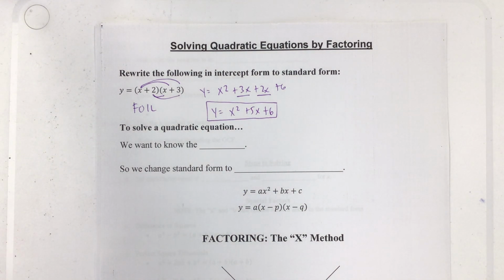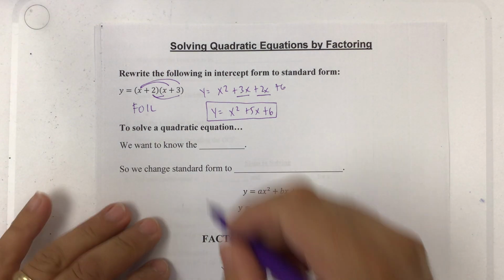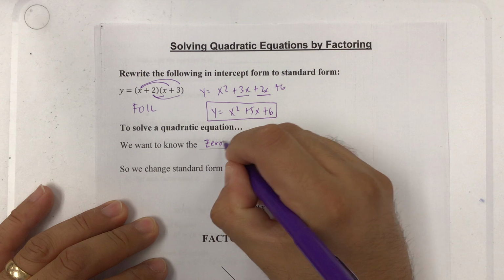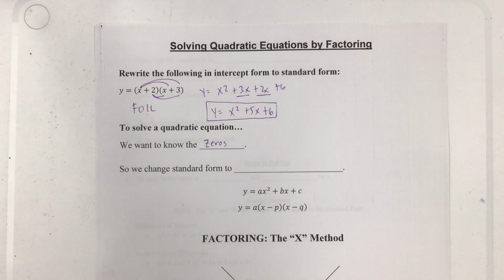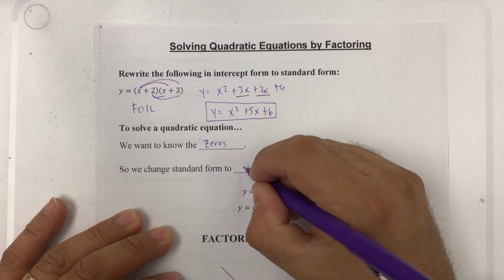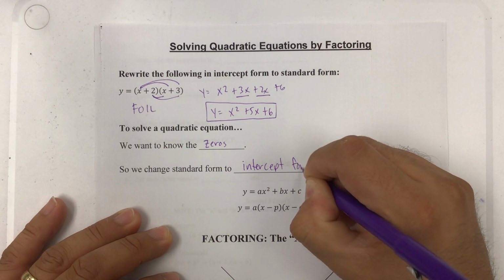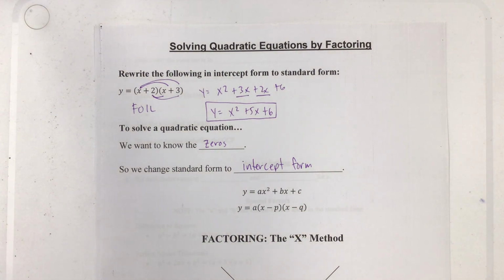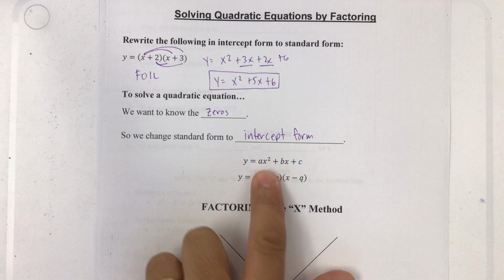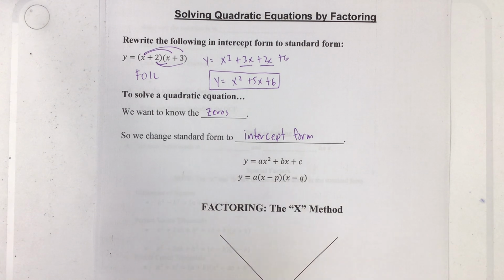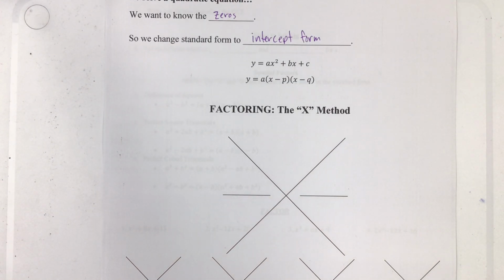Now, to solve the quadratic equation, we want to know the zeros, which are the x-intercepts, the solutions of the graph. So we change standard form to intercept form. All right, so now you can see we have standard form and we want to convert it to this intercept form. And the way we do that is going to be through factoring using the x method.